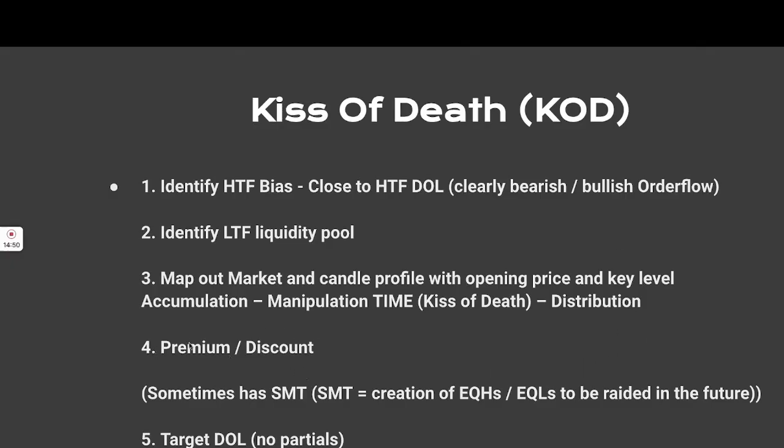Step 4, are we in a premium or discount market? You want to go long in a discount and you want to go short in a premium. Sometimes there is SMT. Step 5, target the draw on liquidity. There is no partials for the Kiss of Death. It is a quick move. Stop loss can be placed exactly like in the range model. This means that there is 4 possible ways to place your stop loss.